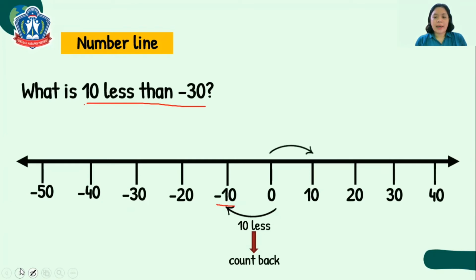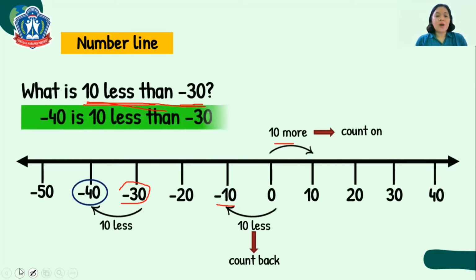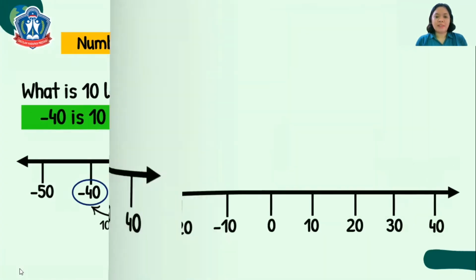If we say more than, it means we have to count on. So if we have 10 more than, it means we have to count on in step of 10. Since our question is 10 less than -30, so -30 is here, and we have 10 less than, it means that we have to count back in step of 10. And the answer is, yes, -40. So, -40 is 10 less than negative 30.